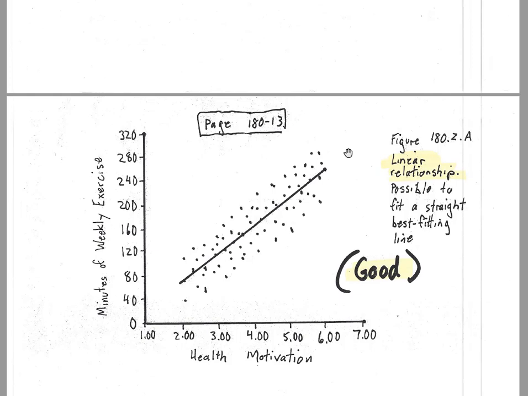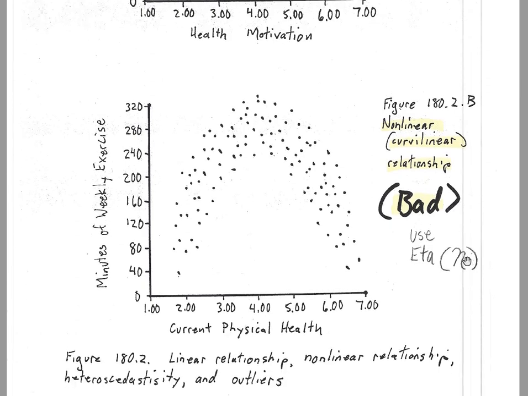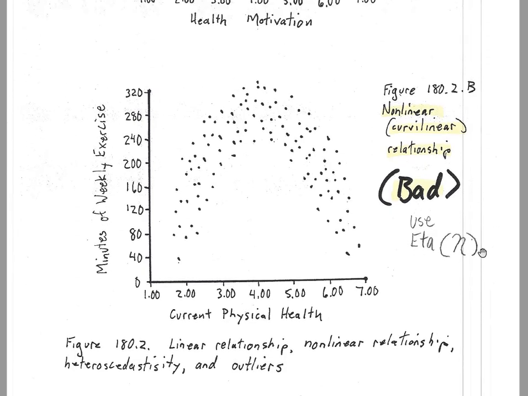Now, it would still be okay if it was going in the opposite direction. If we had a scatter plot with this kind of an angle, and as the x-scores went up, the y-scores only went down, that would be fine. That would still be a linear relationship, as long as it goes in only one direction. To understand what a linear relationship is, let's contrast it with a bad situation.